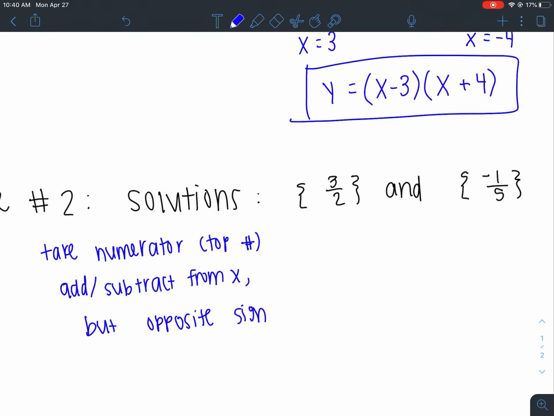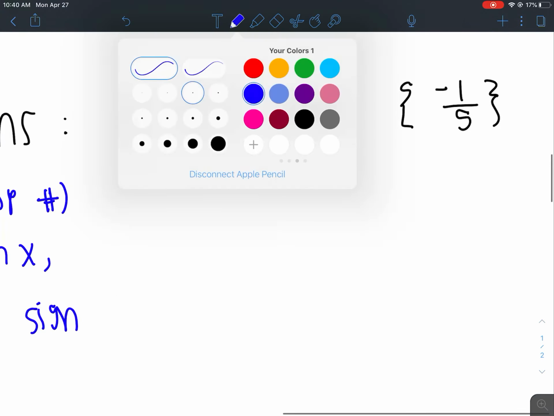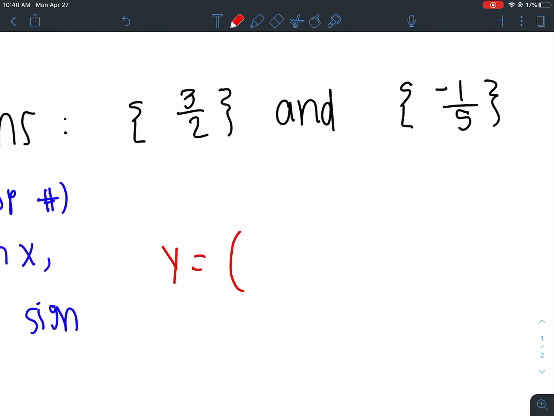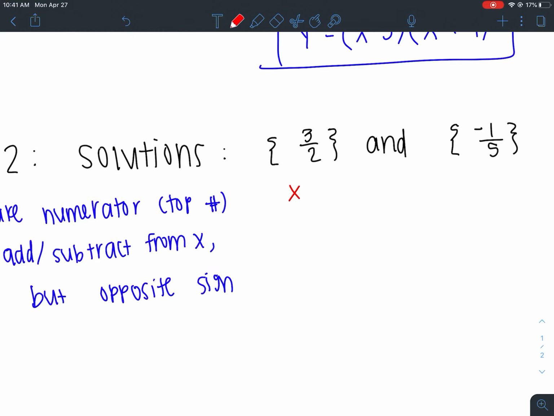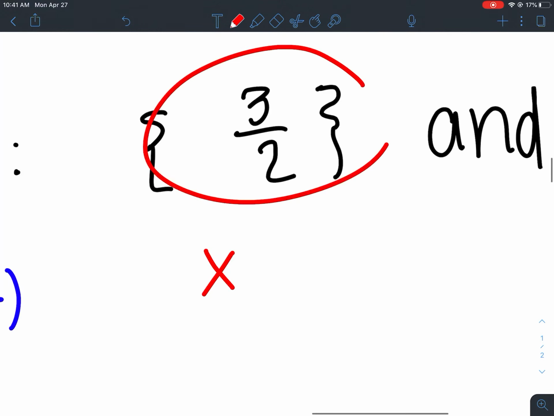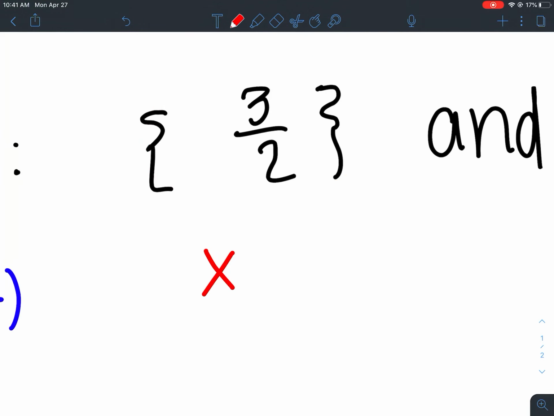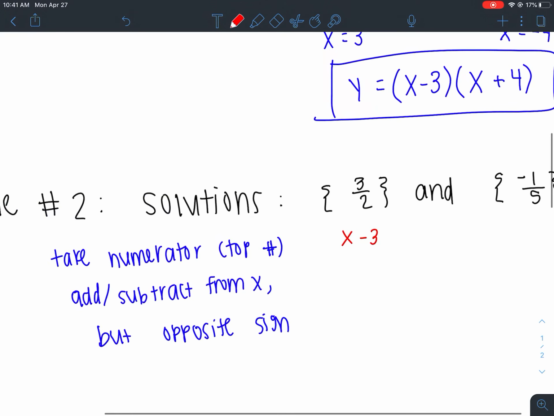So I know for a fact that an x is going to be involved in the parentheses. Actually, let's not go to that step yet. I kind of skipped and went ahead of myself. So I know that x is going to be involved. You're going to take the numerator. That is your top number. The numerator for this first solution is 3. And because it's a positive 3, I'm going to subtract 3. You're going to either add it or subtract it depending on whatever that number is, but you're going to do the opposite. So because it's a positive 3 in the numerator, I'm going to put minus 3.